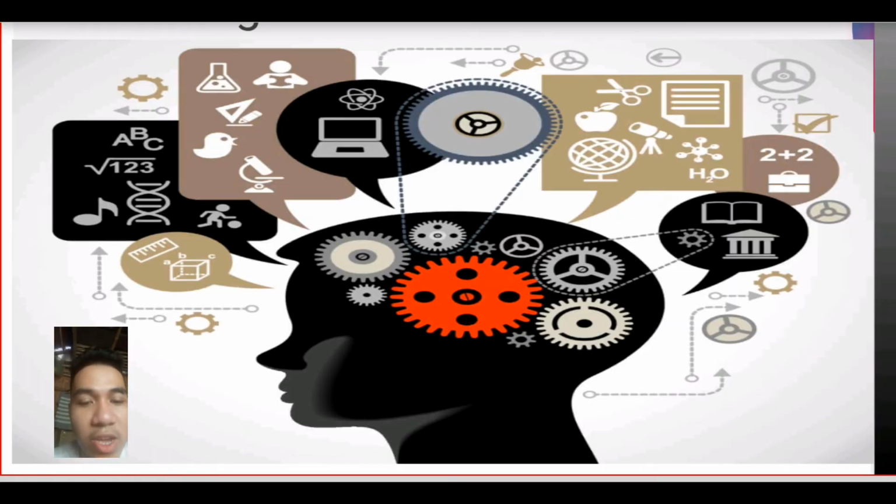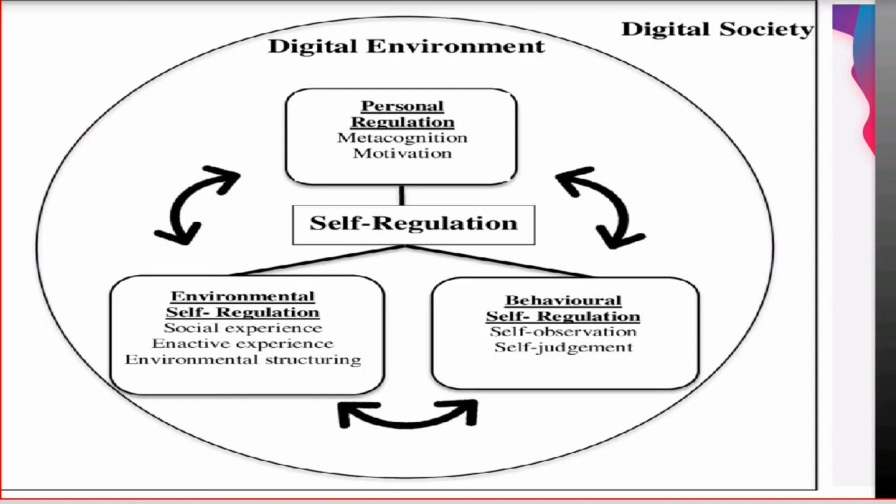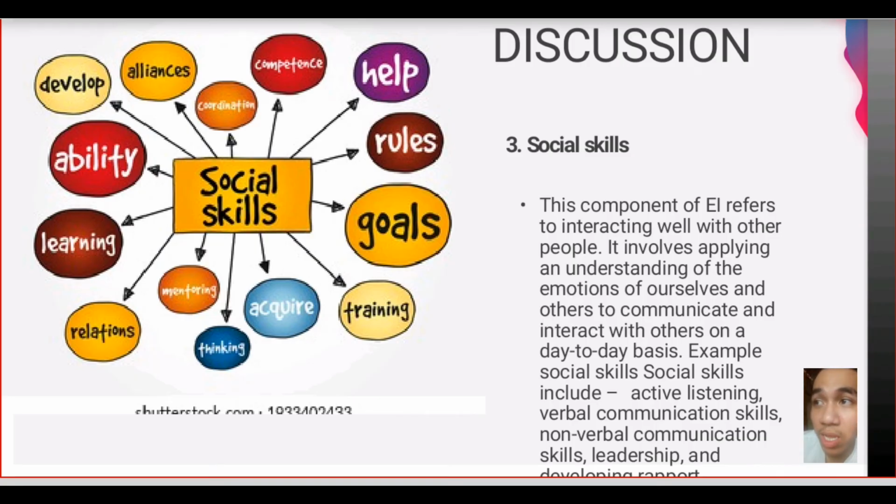Number 2, self-regulation. There are personal regulation, metacognition, and motivation. In behavioral self-regulation, there are self-observation and self-judgment. In environmental self-regulation, there are social experience, active experience, and environmental structure. The social skills include developing alliances, coordination, competence, help, rules, goals, training, mentoring, relations, learning ability, and development.